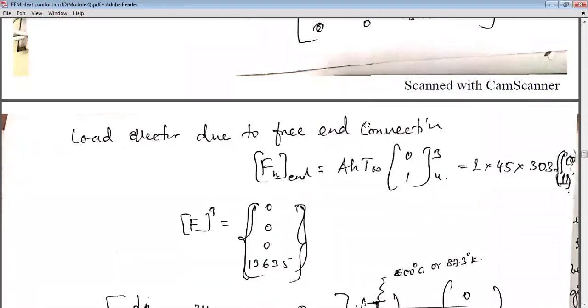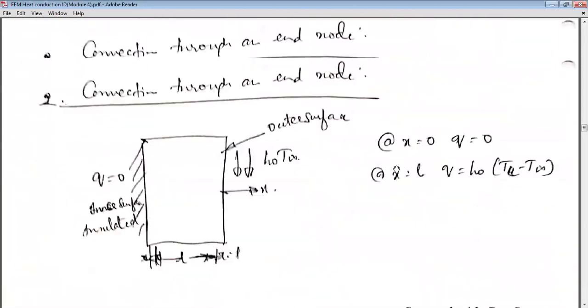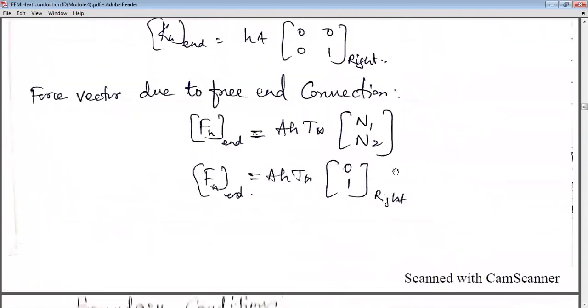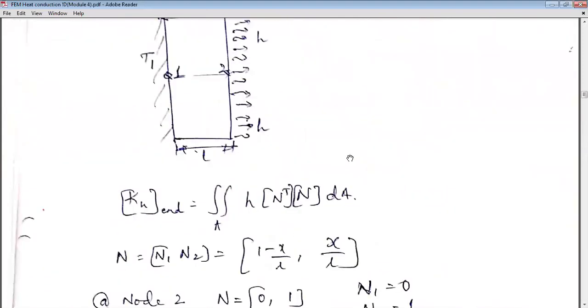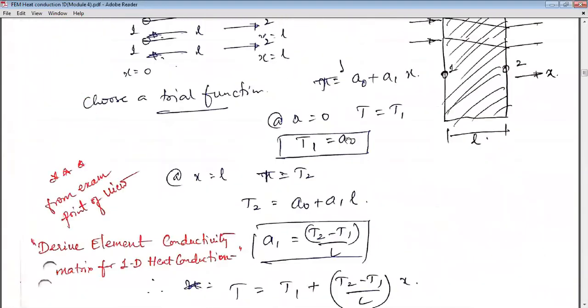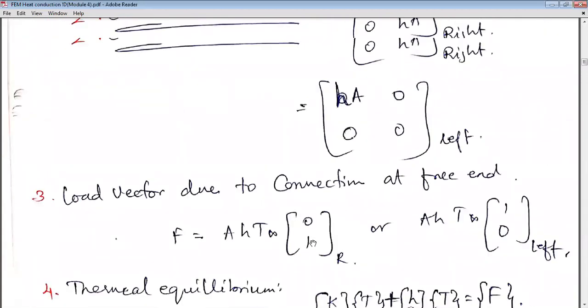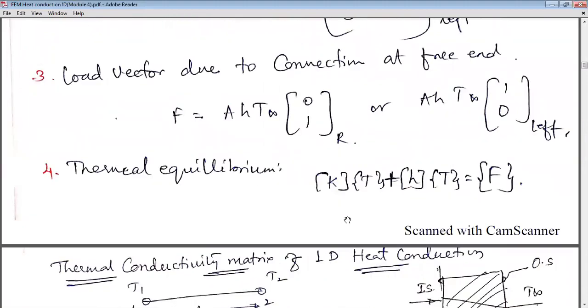Now coming back to the other end of the story, that is the load vector. To write the load vector at the free end, you write the expression AHT infinity times 0, 1. Observe this, I have told you this in the beginning. AHT infinity 0, 1, if it is to the right. This term exists here. I have also written this at the beginning: AHT infinity 0, 1 to the right.